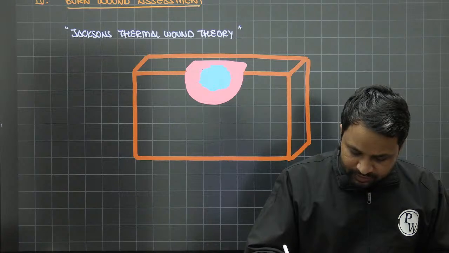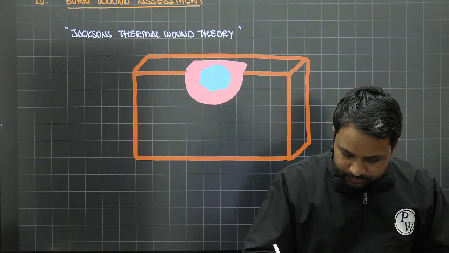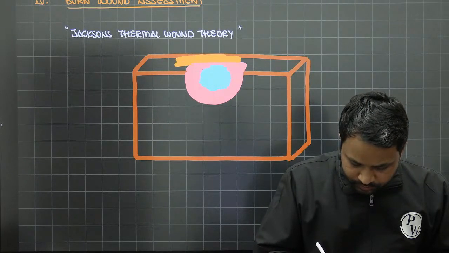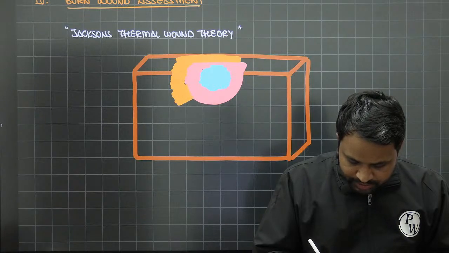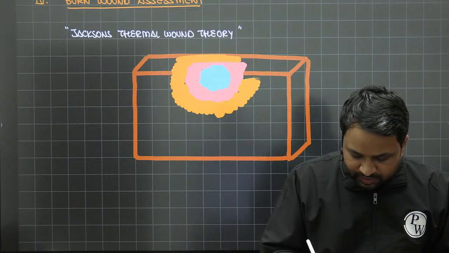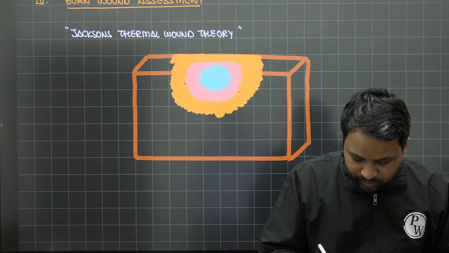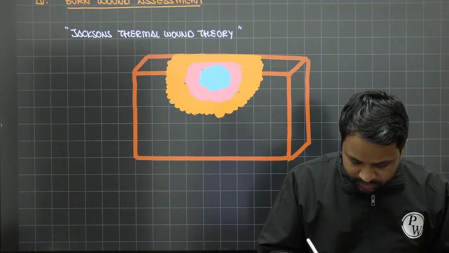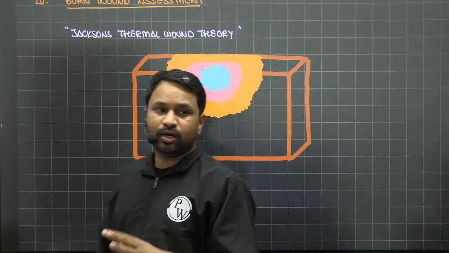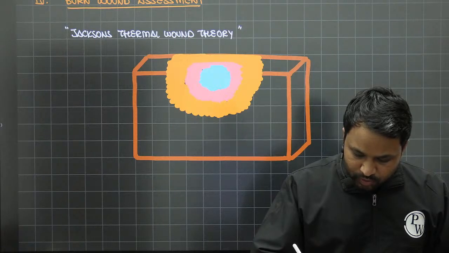Then you have the one which is probably the most viable one, that is going to be this zone. So the three distinctive zones that are created in a burn. The central one is the one which is going to have the maximum impact. So this is where the wound of the burn is created, and this is how it looks. That is what your Jackson's thermal wound theory basically tells you. So what are these distinctive zones which are formed?